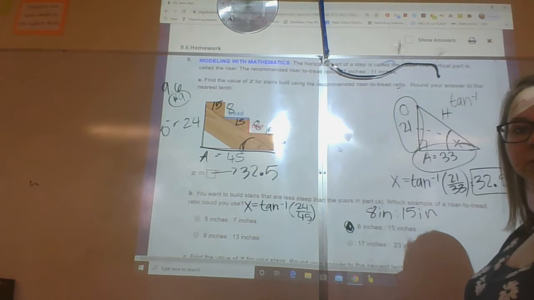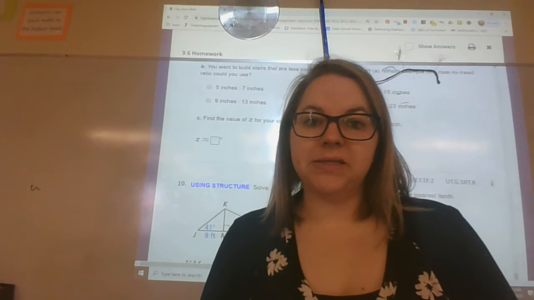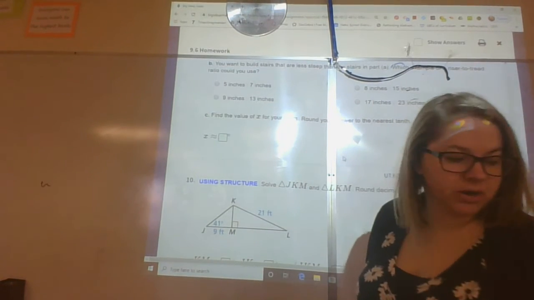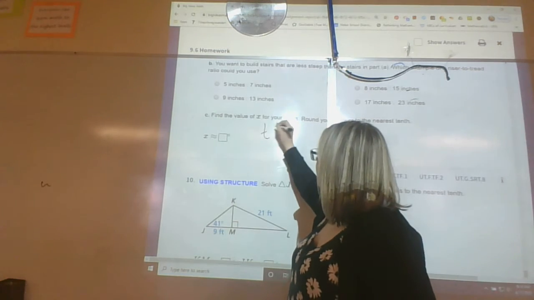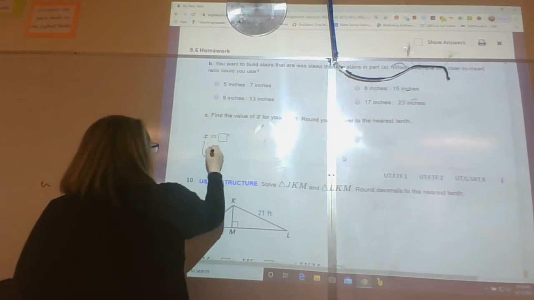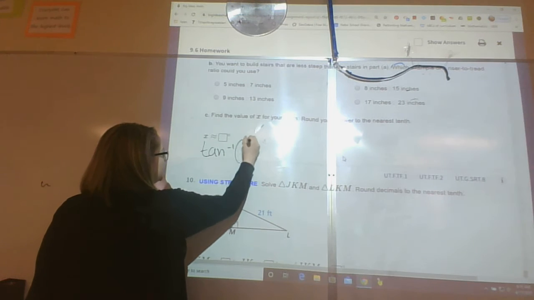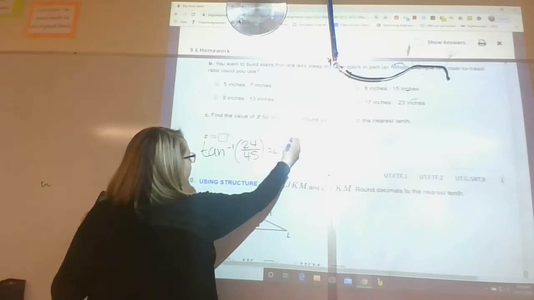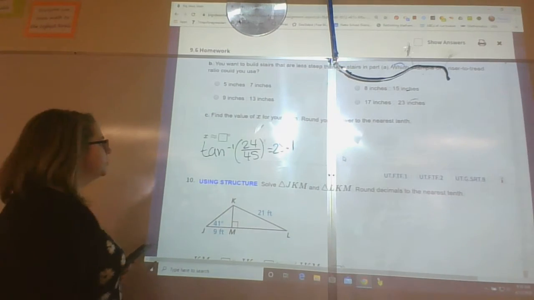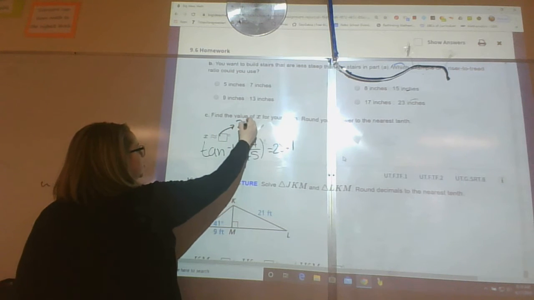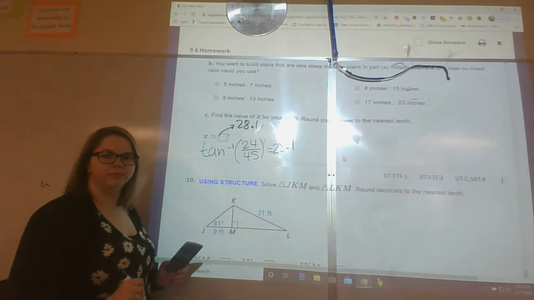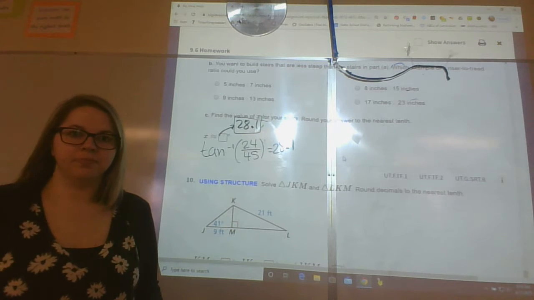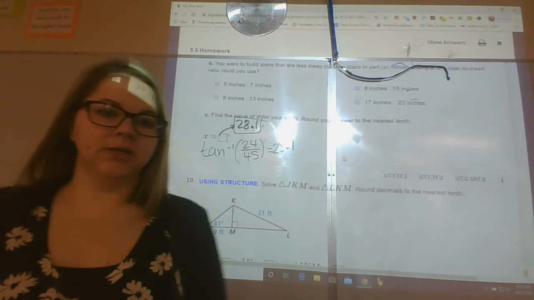Okay, so let's move on to part C. Part C says find the value of x for your stairs. Well, we already did that. We did the tangent. We found the tangent inverse of 24 over 45 equaled 28, if we round, point 1. So this answer is just 28.1. That's what your answer would be, and you're done. So now I'm going to do number 10.